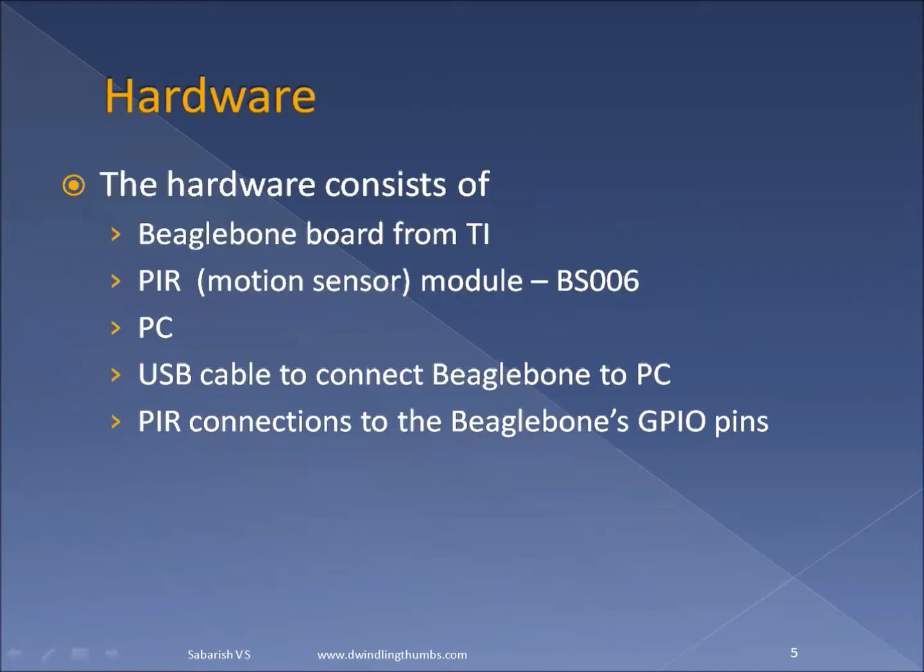So the hardware is basically, of course, the BeagleBone. I'm using revision A4 and I've used a BS006 PIR module. You can use a Panasonic Napion, that's also a pretty good PIR sensor. Of course, a PC, a couple of USB cables, and PIR connectors, so that you should be able to connect the PIR to the BeagleBone's GPIO.